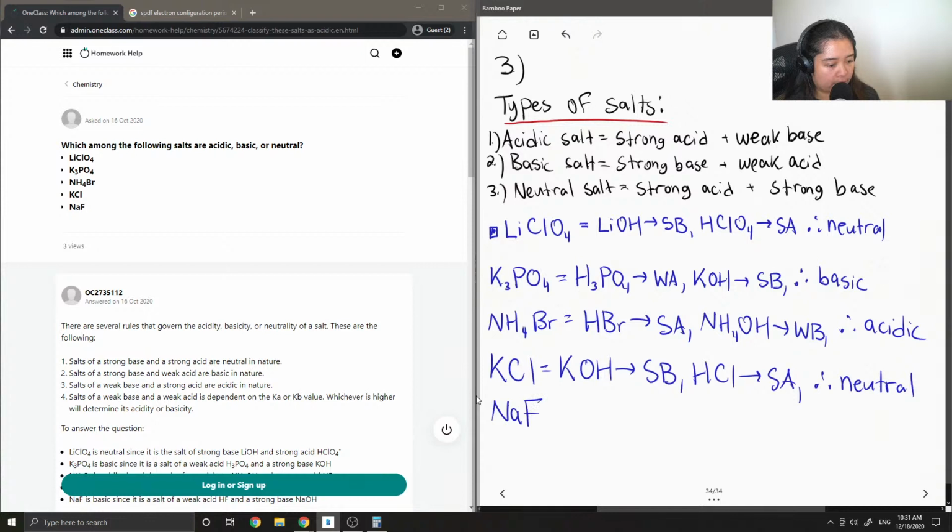And then lastly, we have sodium fluoride. So this was made from hydrofluoric acid, which is weak, and sodium hydroxide, which is a strong base. So therefore, this is a basic salt.